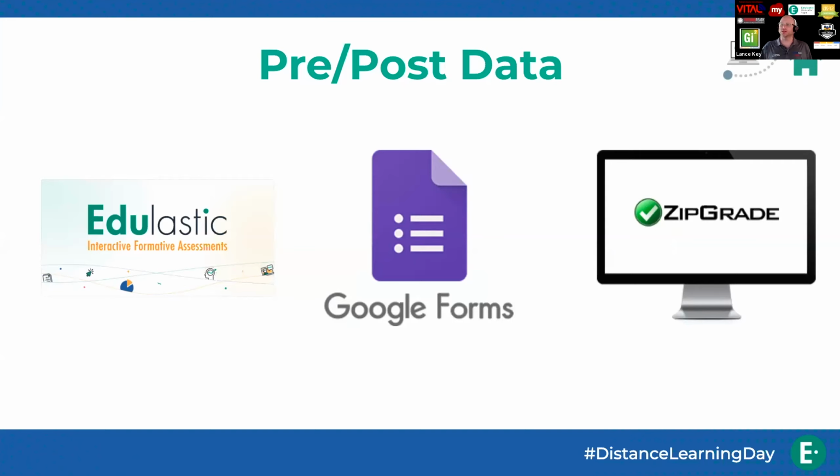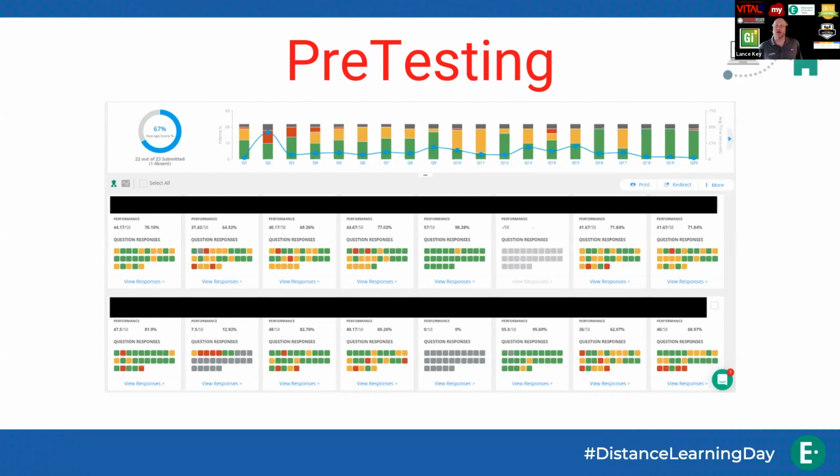And we said, okay, if that's what you want to use, that's fine. But just know that it's going to dump into a CSV, and you're going to have to collect and do your data from that. And then we used another little program called ZipGrade, which is something students could do on their phone. As you'll see on the next couple of slides, you'll see the data that we got back from Edulastic.